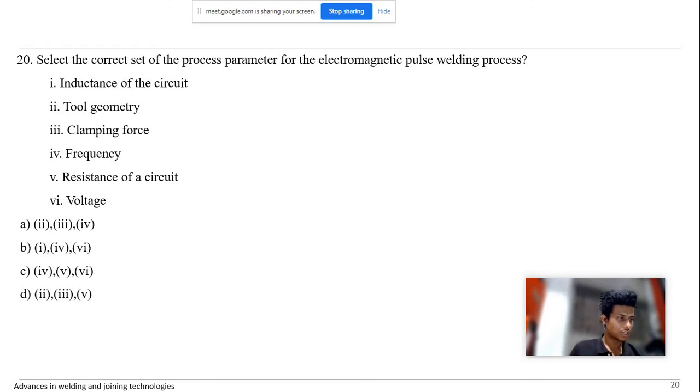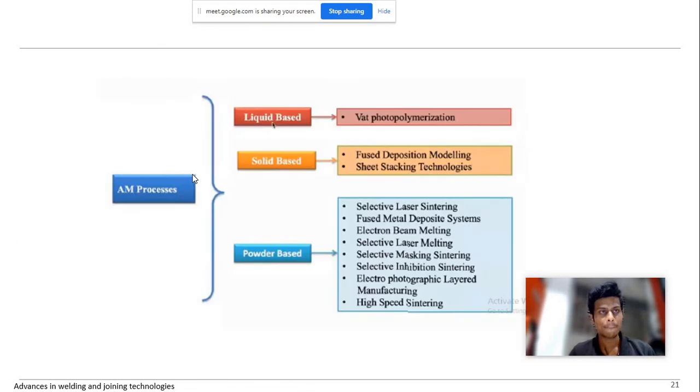These are some theory questions for this third assignment. So a little bit of time is there, so I'll discuss briefly how solid state welding processes are used in additive manufacturing, so that if you have interest, you can study further. Basically, the AM process, I already explained in the last class. I think you know the definition of additive manufacturing.